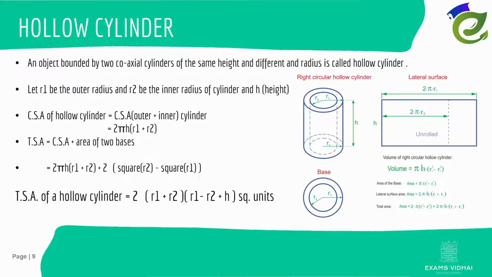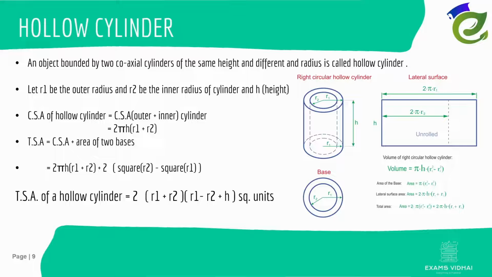As we discussed about the cylinder, the main difference between a cylinder and a hollow cylinder is that it is an object bounded by two coaxial cylinders of the same height. Height should be the same and the radii different; this is called a hollow cylinder. We can observe two cylinders with some gap between them. Let R1 be the outer radius, R2 be the inner radius of the circle, and H is the common height for both the cylinders.